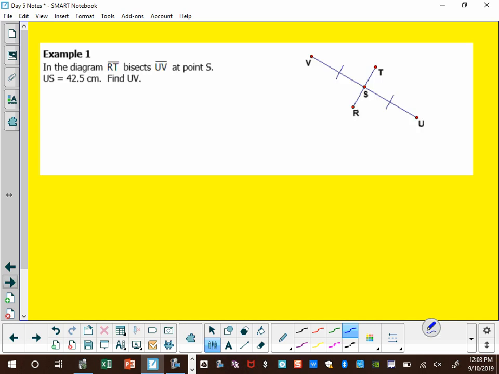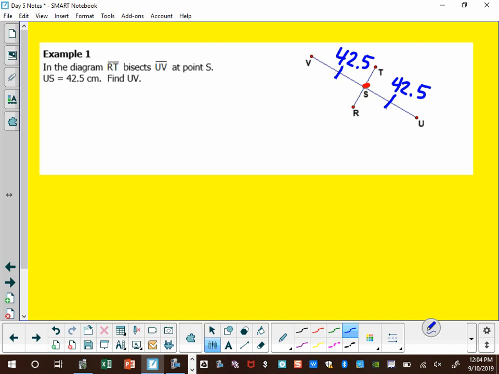All right, take a look at example 1. The biggest part of geometry is actually reading what it says. In the diagram, it says RT bisects UV at point S. Then it says US is equal to 42.5. So let's write that in. Whatever I write, I want you guys to write. If US is 42.5, what is SV going to be? Yeah, 42.5. How do I know that? Because of these hash marks.